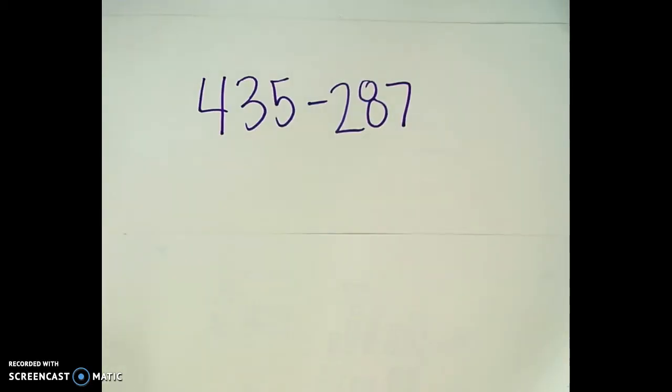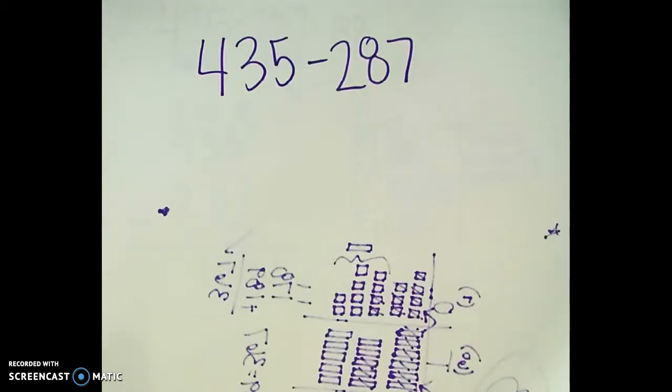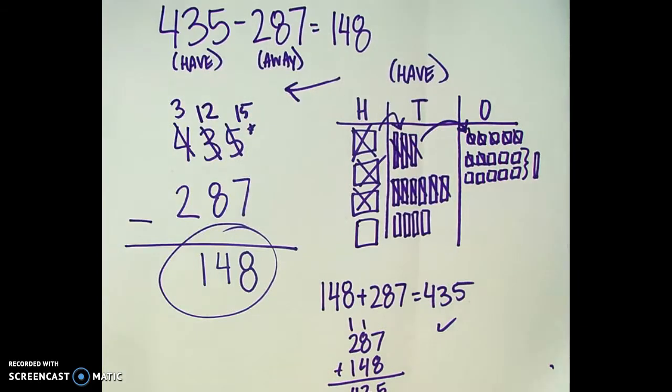Okay, what I want you to do now is take a break. I want you to try to subtract 435 minus 287. Okay, I hope you're ready. Hope your teacher paused the video for long enough. So, 435 minus 287, you should have got 148.